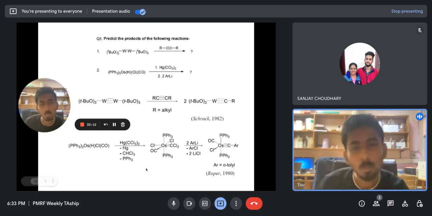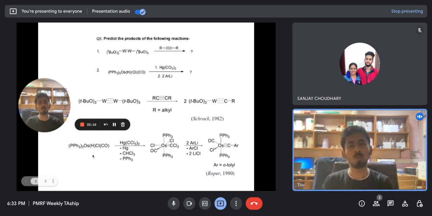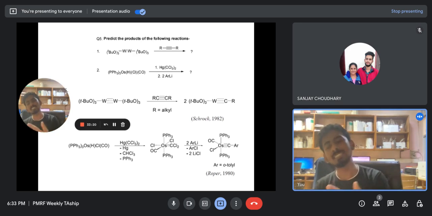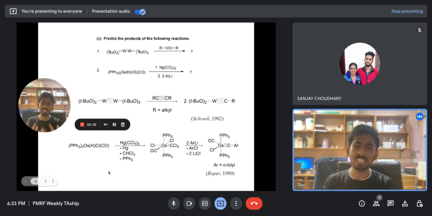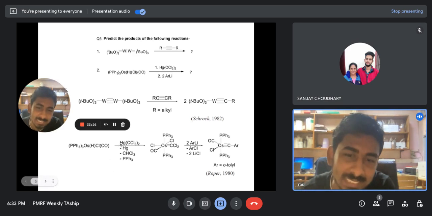So here one of the CCl3 minus will abstract the proton of the osmium hydride, and it will be liberated as chloroform. And the other CCl3 minus will liberate the Cl minus, and a dichlorocarbene molecule will be formed, and this CCl2 will be bound to the osmium center.